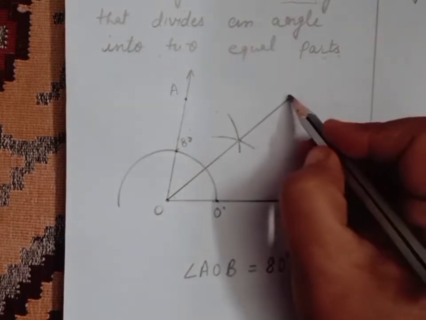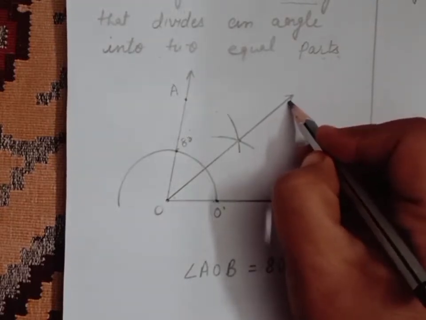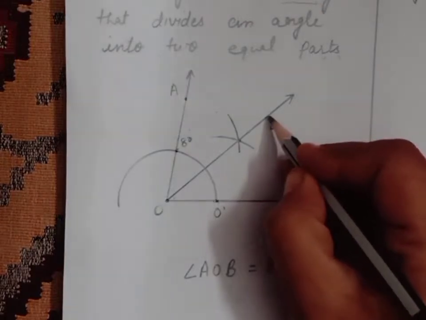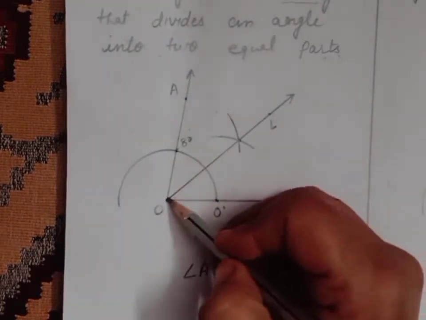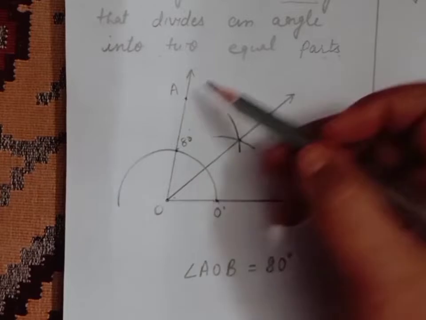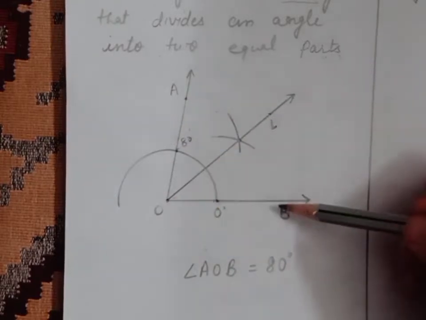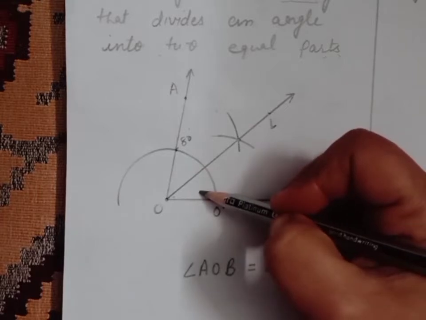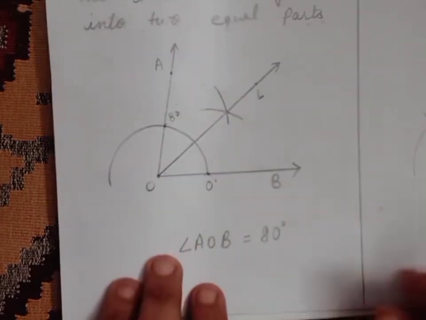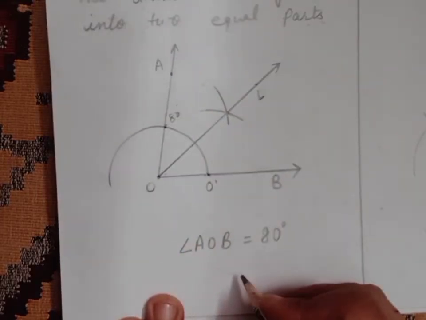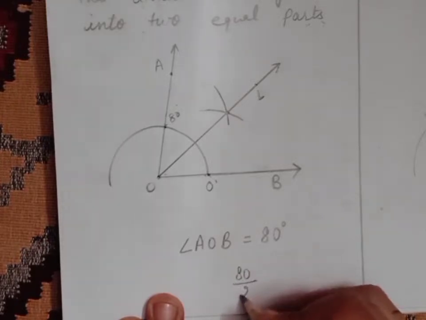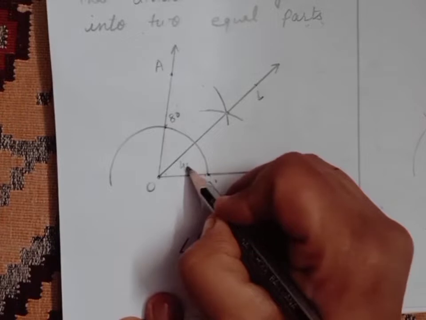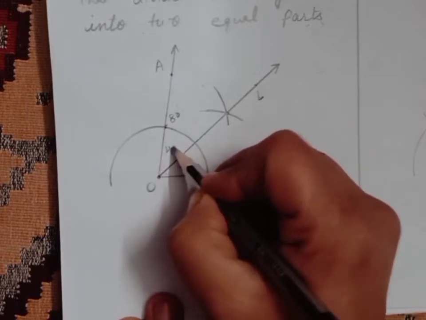You can see I got one more ray here. This ray we can name OL. It is the angle bisector of this angle AOB. It has divided 80 degree into two equal parts, so each angle will be of 40 degree. This is also 40 degree, and this is also 40 degree.